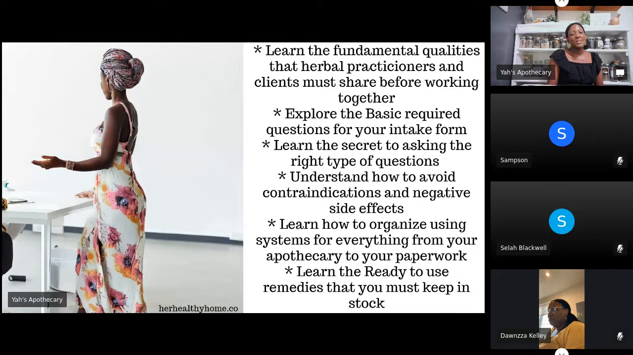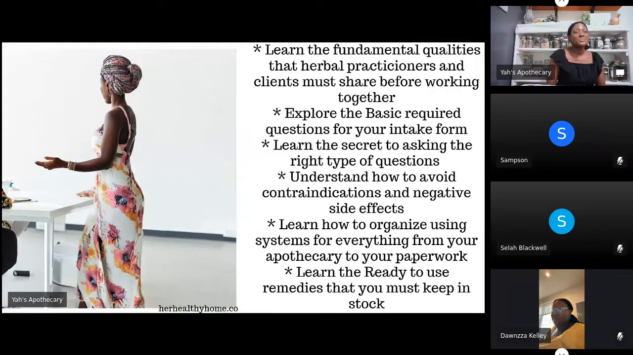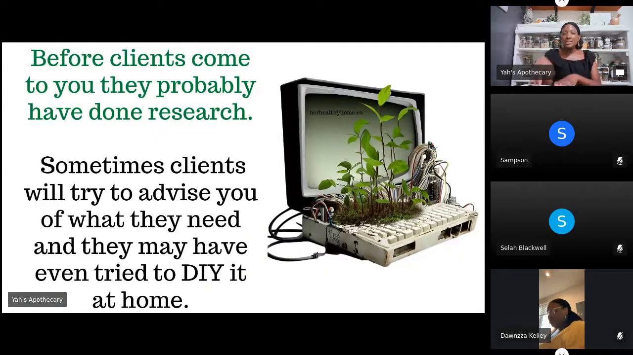And we're also going to talk about ready-to-use remedies that you should have in stock, I believe, as an herbal practitioner. I know you say this is the only thing you want to focus on, but we want to make sure that we address everything. Because sometimes people want to withdraw. They don't want to tell you everything. They just say, I just want to focus on this. And so explaining to them why you need to know more, or why you need to know the medications, or why you need to do those things.